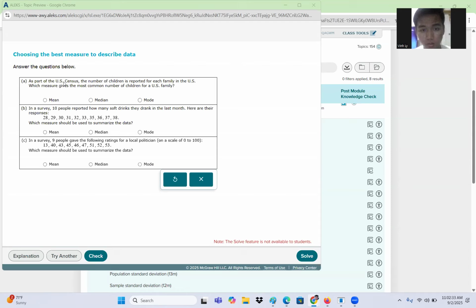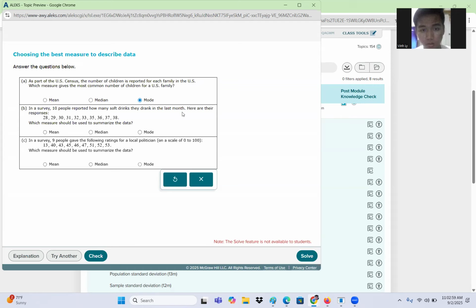As part of the US Census, the number of children reported for each family in the US, which measure gives the most common number? Would that be the mean? Would that be the median? Would that be the mode? The most common number, right? Most common is the mode.